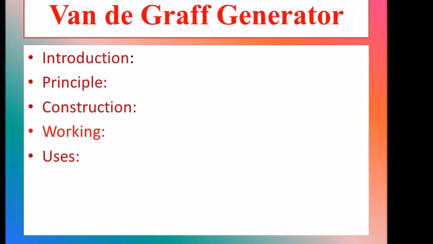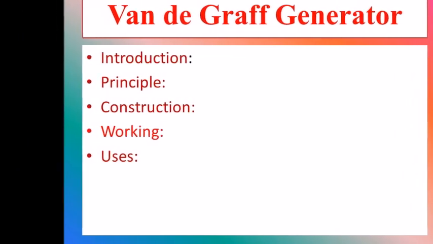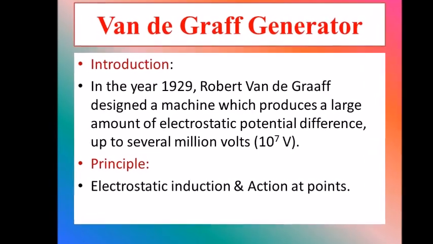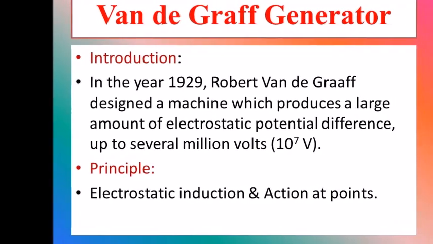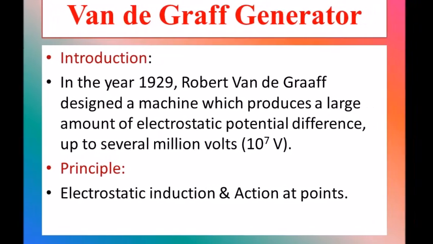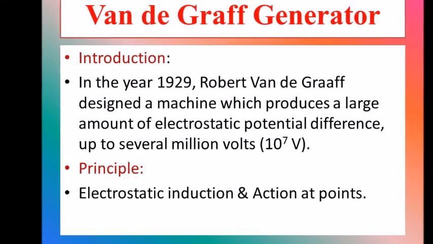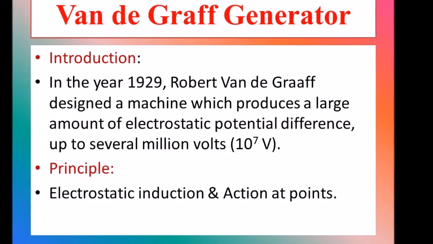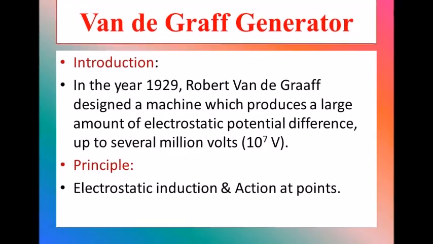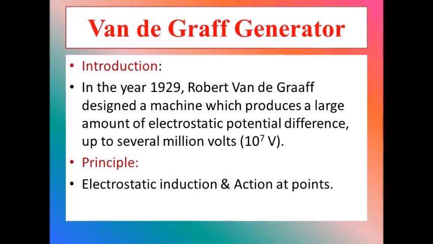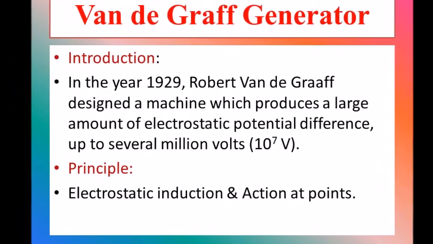Next we are going to discuss a very important topic, the Van de Graaff generator, and this is also one of the 5-mark questions. First we have to see a small introduction of this generator. In the year 1929, Robert Van de Graaff designed a machine which produces a large electrostatic potential difference up to several million volts, in the order of 10 power 7 volt. Next we are going to see the principle. The Van de Graaff generator works on the principle of electrostatic induction and action at points.